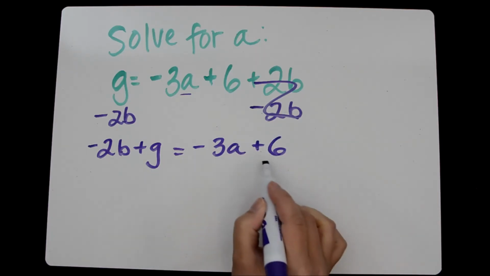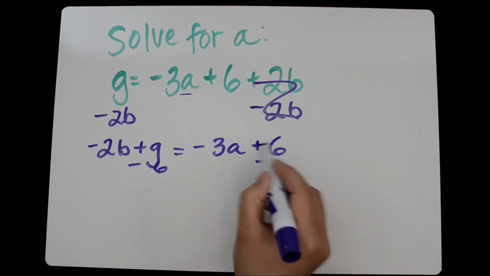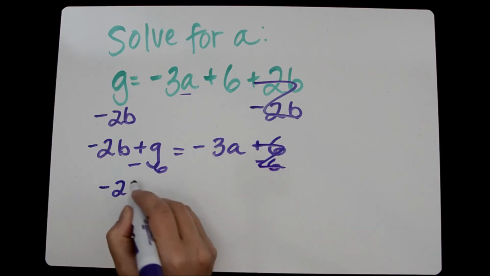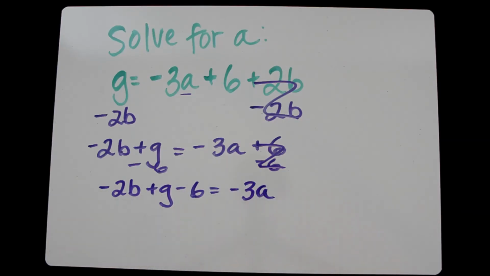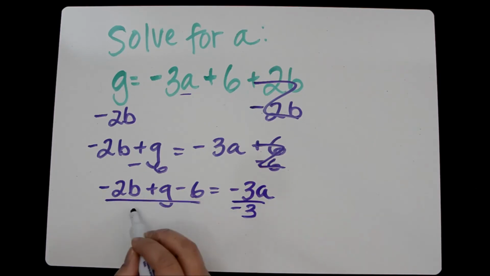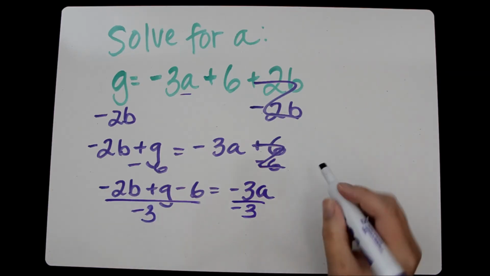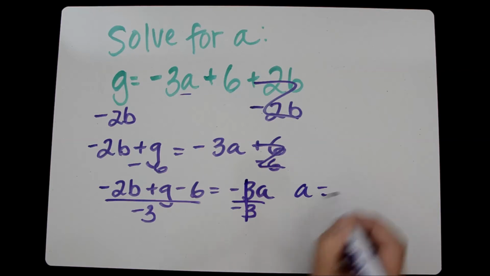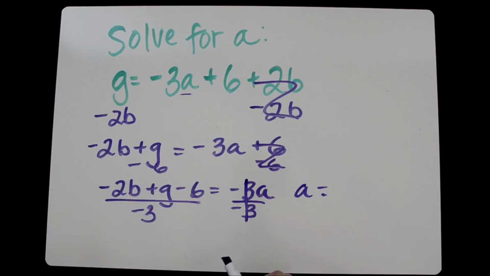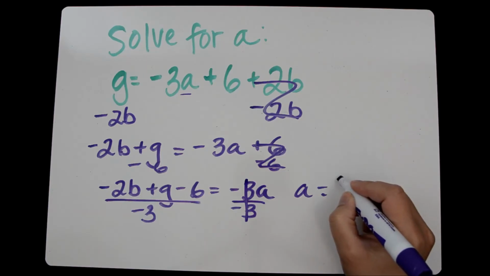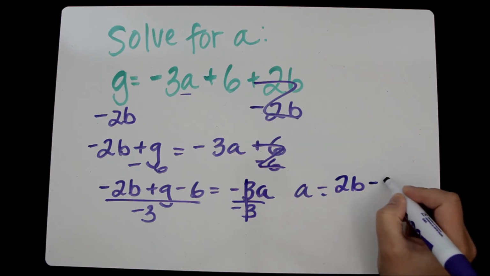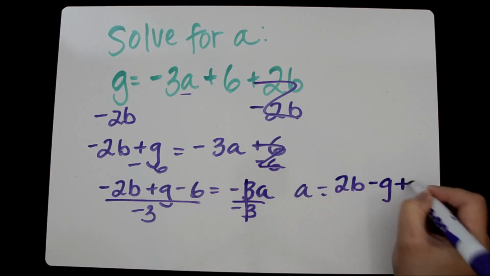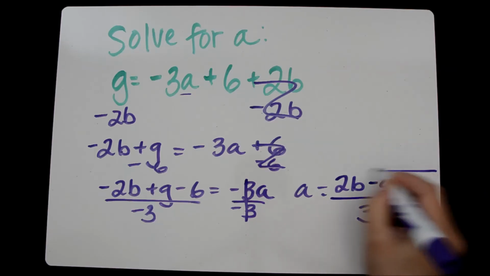And then now I'm going to undo the constant. I'm going to subtract 6 from both sides. The zero's out, and we're left with negative 2b plus g minus 6 is equal to negative 3a. And now the only thing I have to undo is the multiplication. So I'm going to divide by negative 3, and it ones out here. So I'm going to rewrite this simplifying some of the signs. Negative 2b over negative 3 would become positive 2b, and then positive g over negative 3 would be negative g, and here negative over negative becomes positive 6, and this is all over 3.